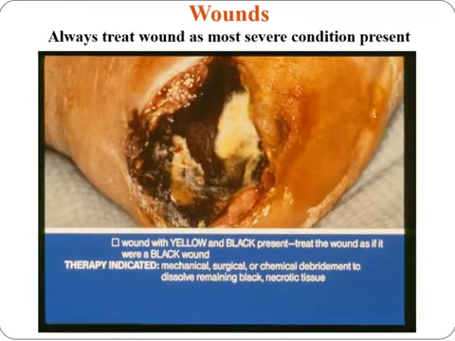Okay, again, treating the most severe condition present. So in this picture, obviously, we got some yellow and black present. So the worst issue here is the black eschar. So we need to debride that either mechanically, they're going to scrape that off, or in surgery, or they're going to use some chemicals in order to dissolve and get rid of that necrotic tissue. Because again, there's not going to be any healing that takes place until that necrotic tissue is out of the way.